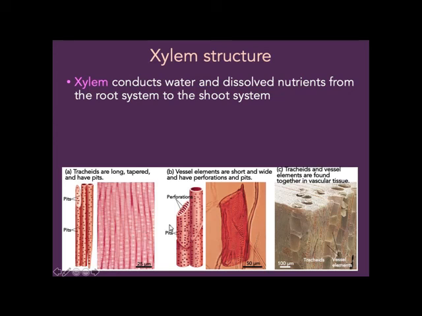There are thicker ones called vessel elements. These are short and wide, and they have much bigger perforations and pits to be able to exchange water from one cell to another. And you can find tracheids and vessel elements together in vascular tissue. So you can see these little skinny, kind of browner ones are the tracheids, and then these really big ones here are the vessel elements.